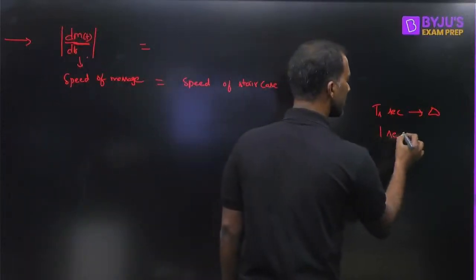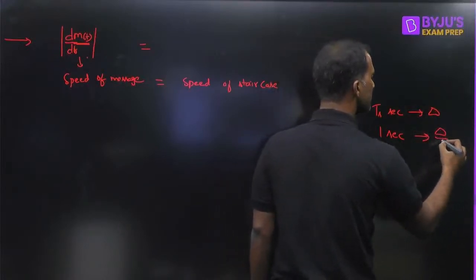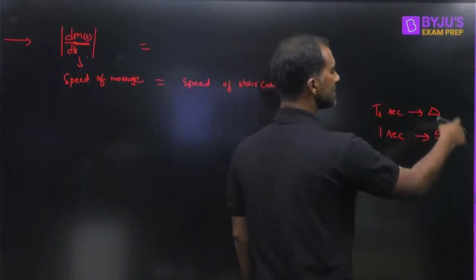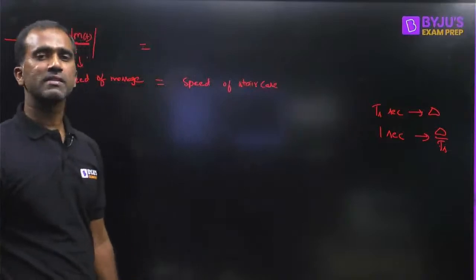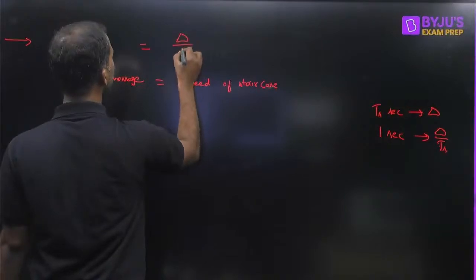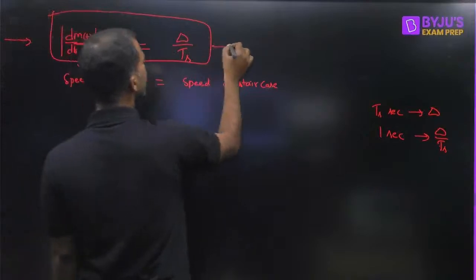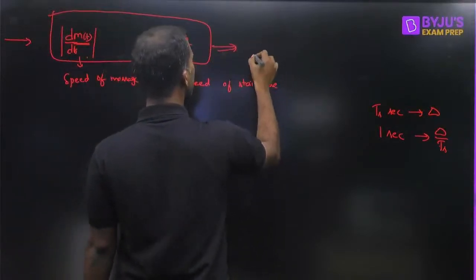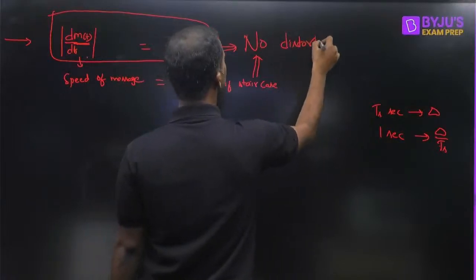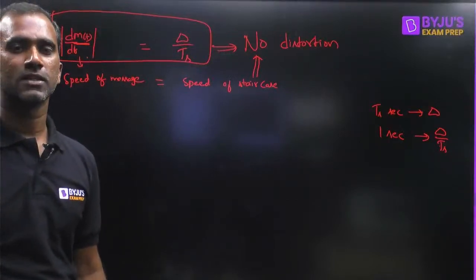So in TS seconds, if it can increase by delta, on an average, in 1 second how much can it increase? It can increase by delta by TS. Just divide both sides by TS. So in 1 second, it can change by delta by TS. In 1 second, whatever is the change, that is what we call speed or slope. So speed of staircase is delta divided by TS. If these two can match, under this condition we can say that there is no distortion at all in the signal.